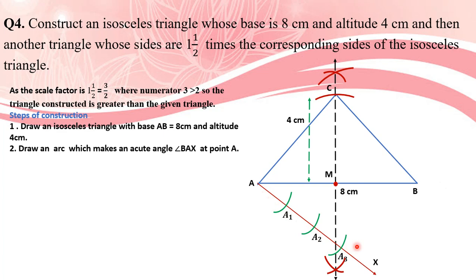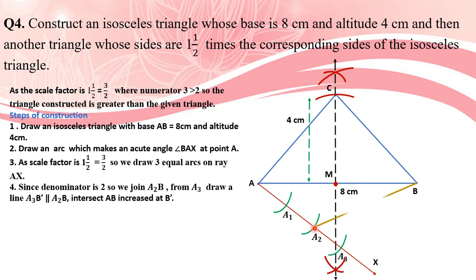the ray AX. And now the scale factor says 3 by 2. Whatever the denominator is, that number of arc we have to join with the end point of the line segment. So here the denominator is 2, so we join A2 with B. So A2 is joined with B, and now from this point A3 we have to draw a line which is parallel to this line A2B.